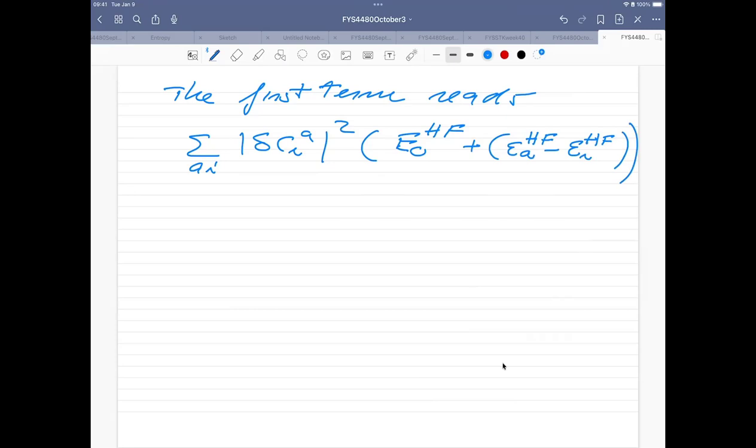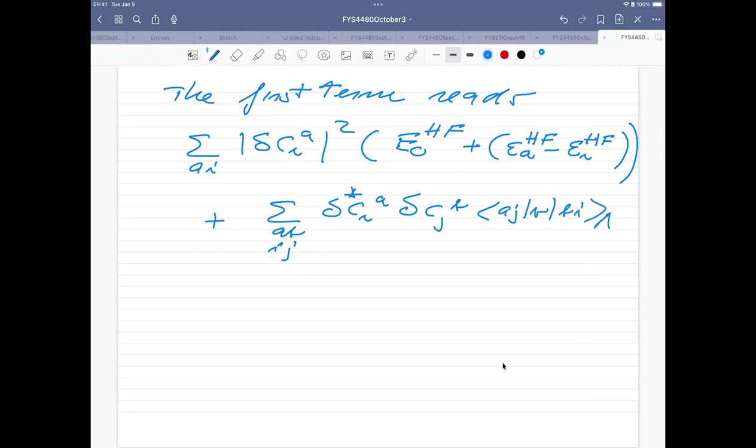But then I'm going to get a new part here, which is going to be given by plus a summation over AB and IJ. And now I have to keep the quadruple sum. There's going to be a delta C_IA, complex conjugate, a delta C_JB, and this is multiplied with that specific matrix element, which is now an AJ of V of BI here, anti-symmetrized. So that's the first term. No, sorry, the first term which we have here.